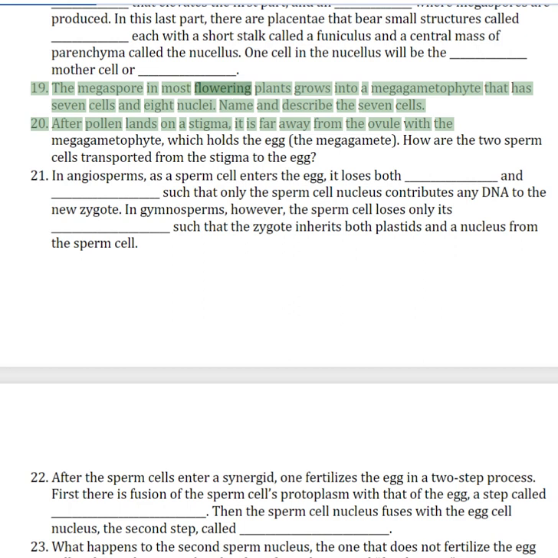19. The megaspore in most flowering plants grows into a megagametophyte that has 7 cells and 8 nuclei. Name and describe the 7 cells.